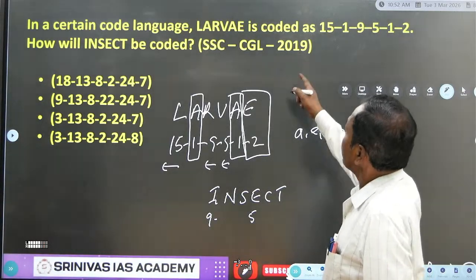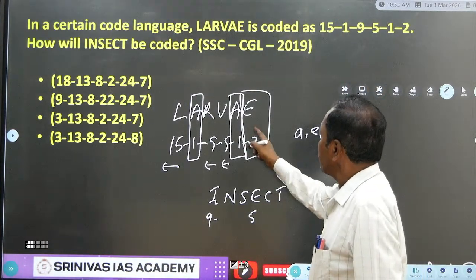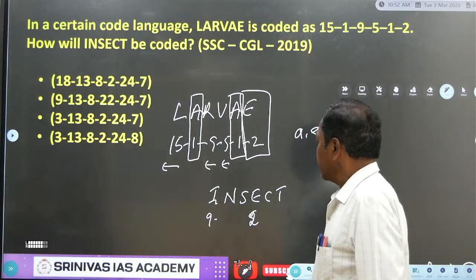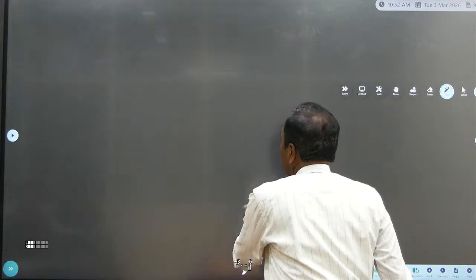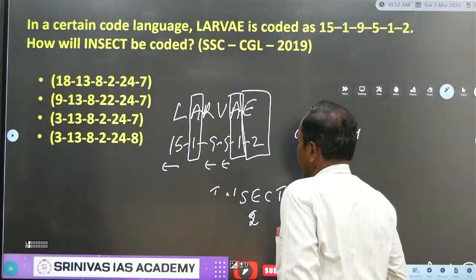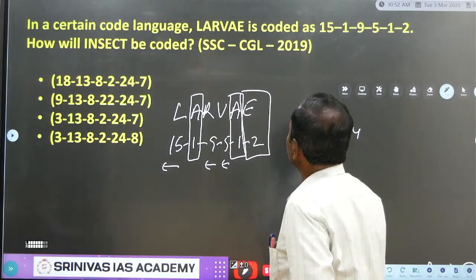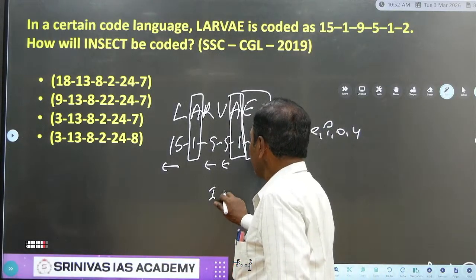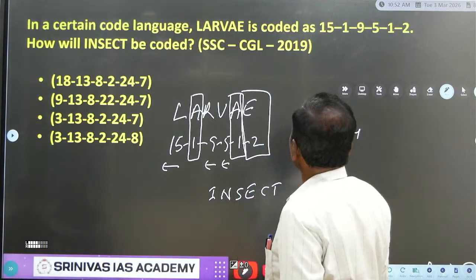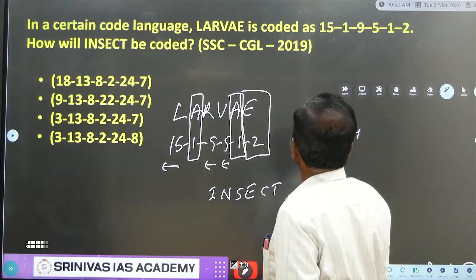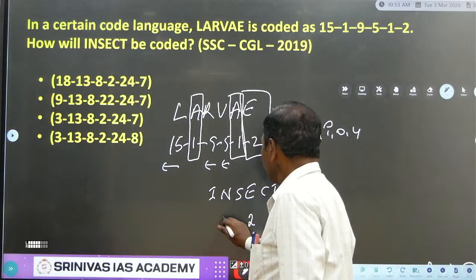What is written here? 15195112. I is 3. Because for this I, 2 is written. Insect, I-N-S-E-C-T. See, sir, the last E is written as 2, A is 1. Okay, right, you are right. 2, 3. This can be 3.